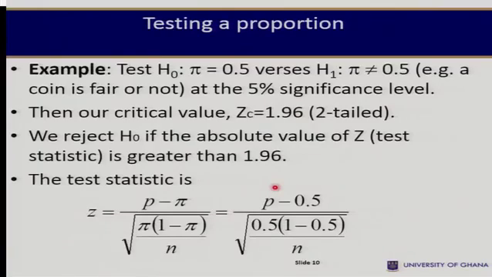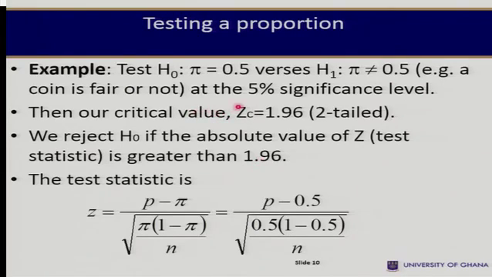Let's take a very simple example. We want to test the hypothesis of pi equals 0.5 versus pi not equal to 0.5. In other words, it's about testing whether a coin is fair or not, right? You know from our discussion of probability that a fair coin has the probability of a head of 0.5 and that of a tail is 0.5. So the probability of either side is 0.5.